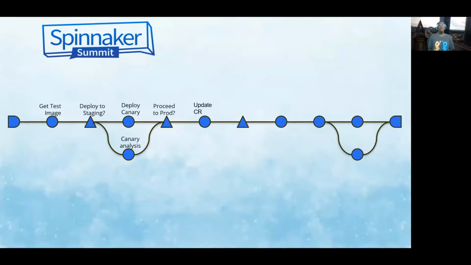Proceed to prod. Again, because of our existing change management process, we have to now put a manual judgment stage to proceed to prod. When that is accepted, it updates the CR. Again, replicating what is in the existing change management process. The CTO's approval: according to the existing change management process, the Chief Technology Officer has to approve anything that goes to production.